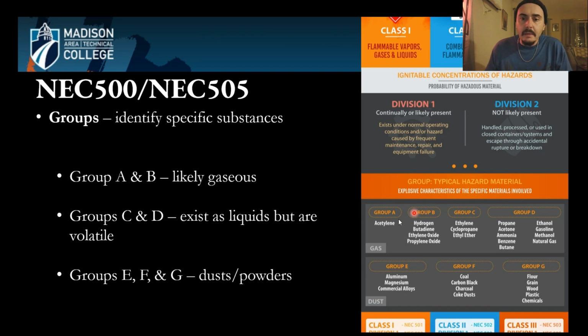So if you look here, A, B, C, D, so these are gases. Really, some of these are liquids at room temperature, but they're volatile, meaning that they basically vaporize, and there's constantly a vapor stream occurring at room temperature. And then down here we have dusts and powders. So you see it goes everything from metals, coal, to flour and grain. So it really does consider almost everything in here.